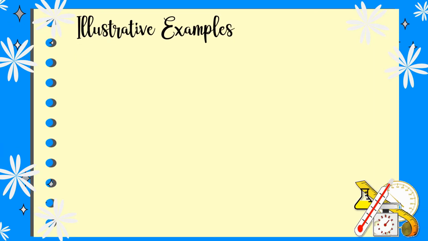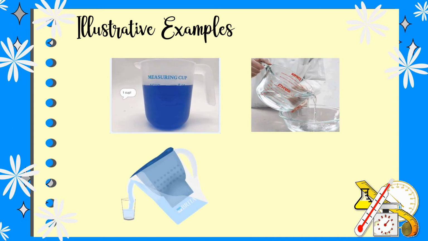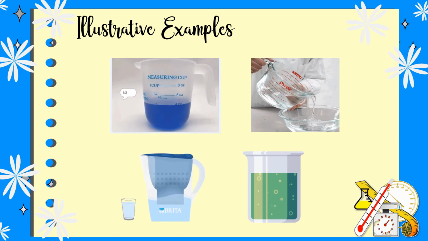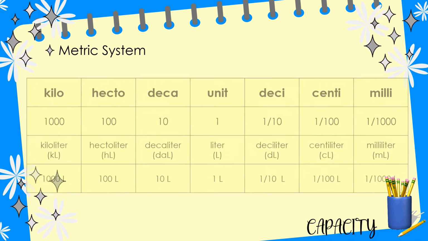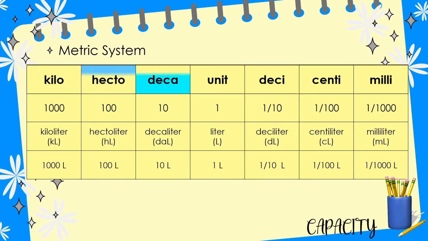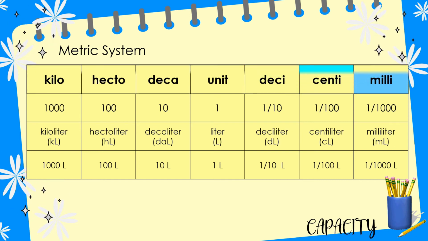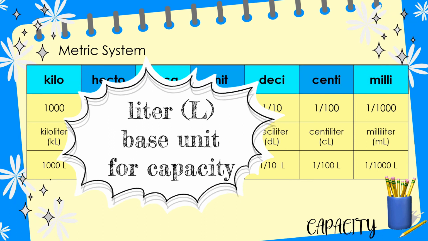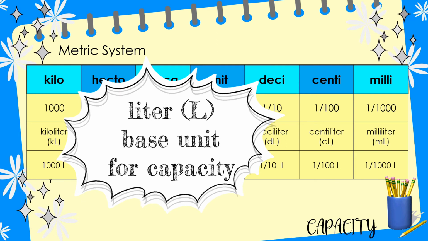Let us examine these illustrative examples. Na mapapansin natin na ang capacity ay tumutukoy sa amount ng matter na kayang i-hold ng isang container. These are the units of measurement for capacity. Mapapansin natin that they use the same prefixes kagaya sa length and sa mass. Ang pinagkaiba lang nila, again and again, is yung base unit. So, sa capacity, ang base unit natin is liter, abbreviated as capital L. So, ganun pa rin.